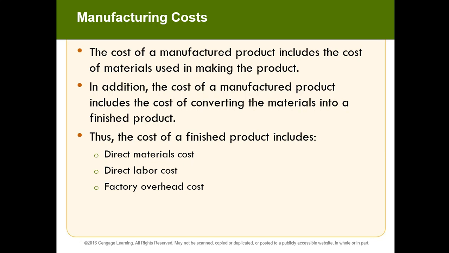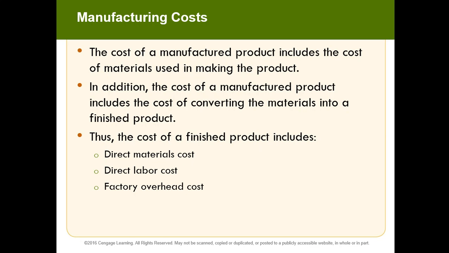So again, we're talking about a manufacturing company here, and all the costs that go into manufacturing product include all of the costs of the materials used. Again, those direct materials and those indirect materials. In addition to all of those materials, we have to convert those materials into a finished product. And converting them usually takes some sort of labor or machinery that is automated.